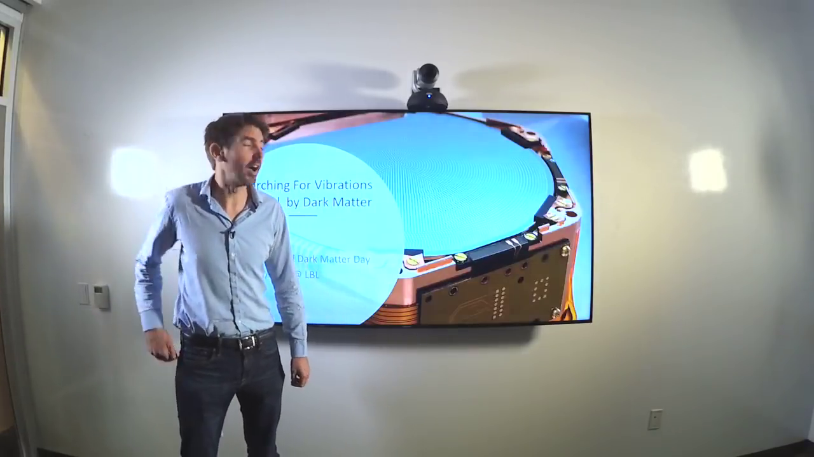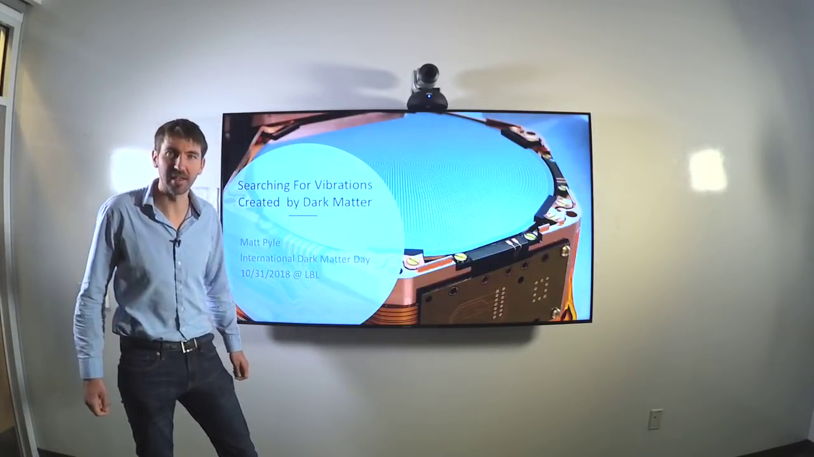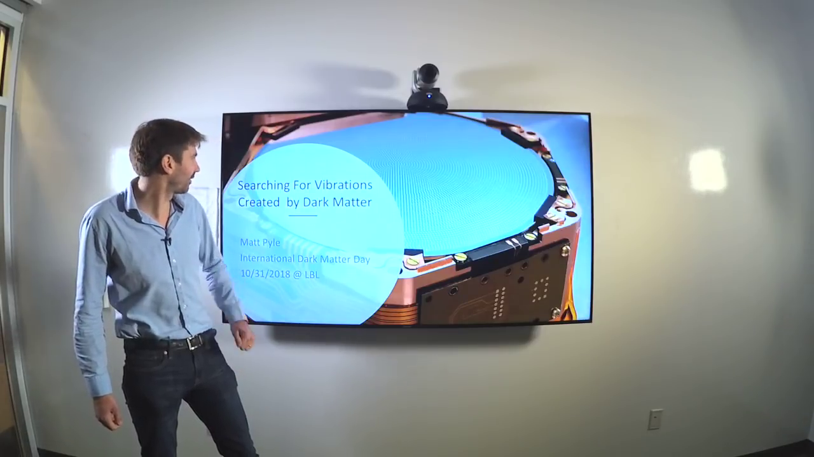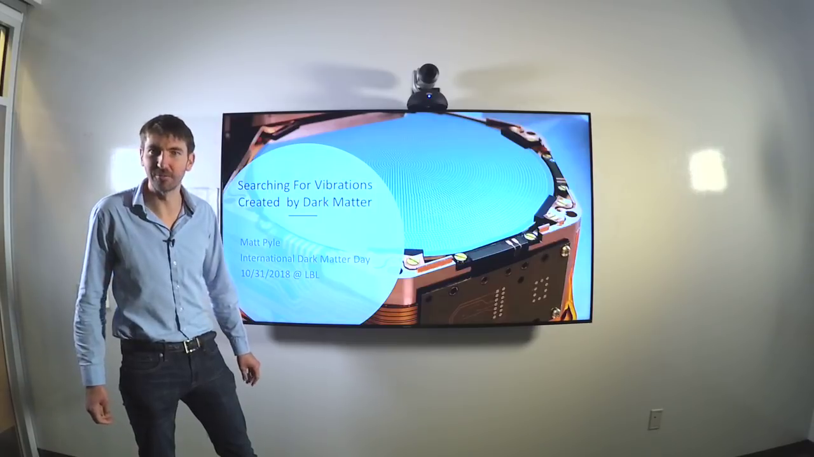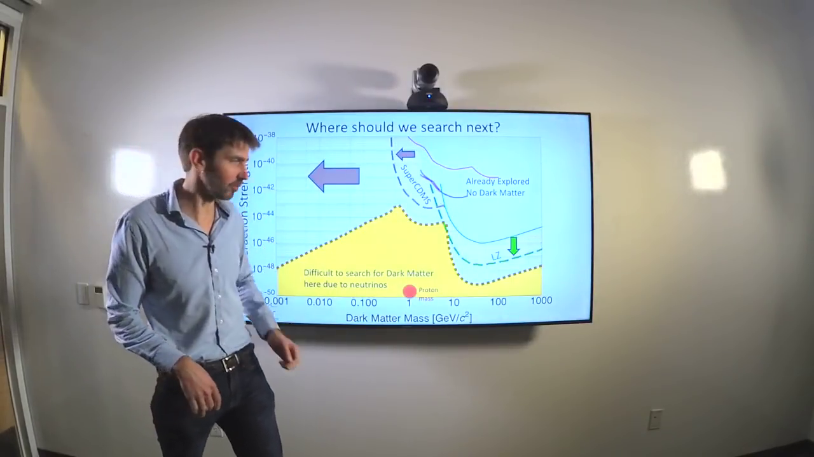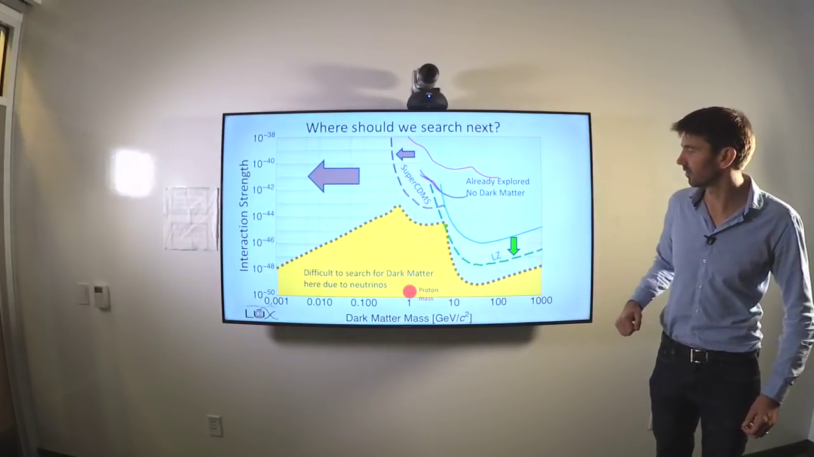Hi, so I'm Matt, and I'm a professor at Berkeley, and also I'm affiliated here at LBL. And I'm going to talk about searching for dark matter by looking for vibrations in crystals, and also potentially in superfluid helium with Dan. So I want to go a little bit more into that plot that Dan just showed with unicorns, so we can really understand the challenges of this next generation of experiments.